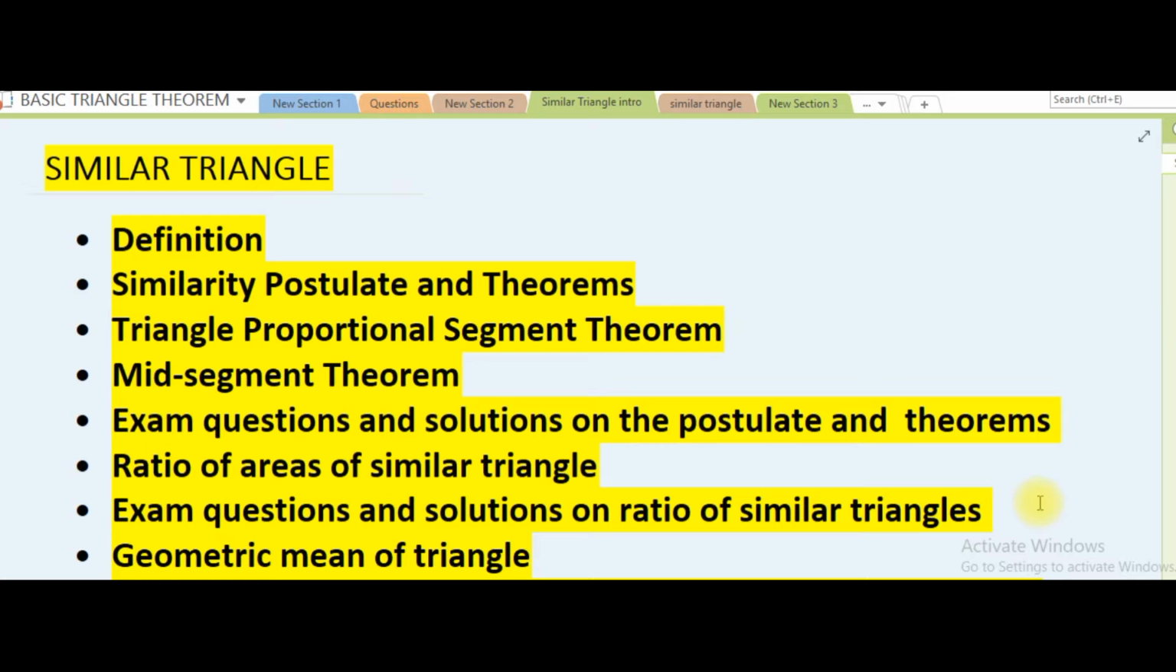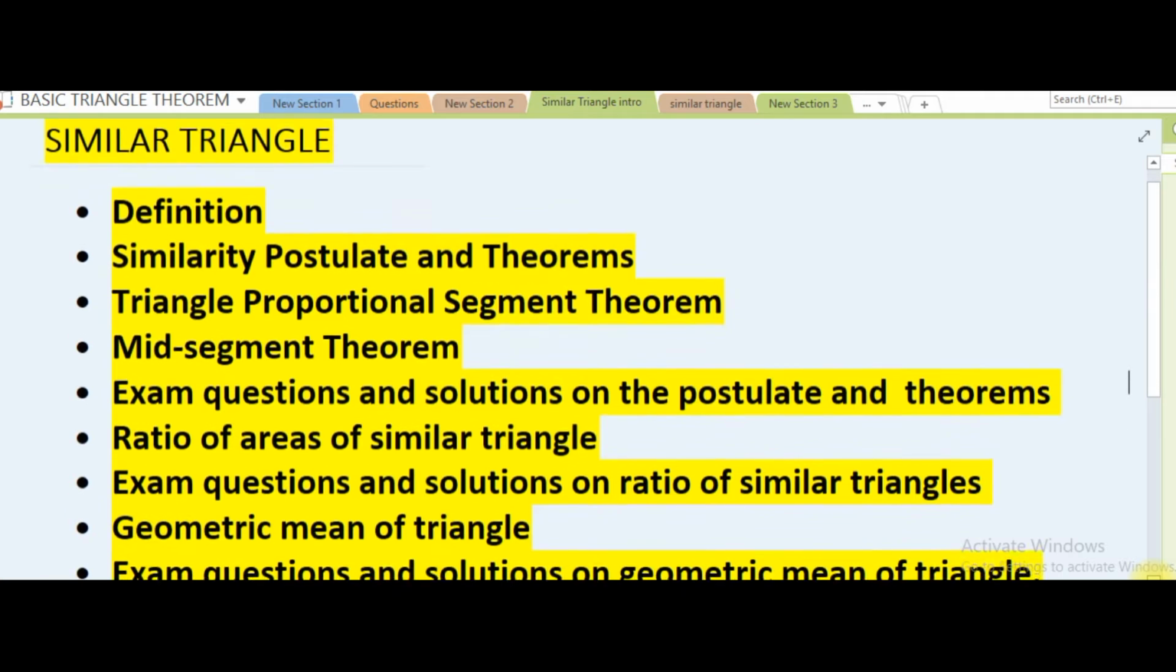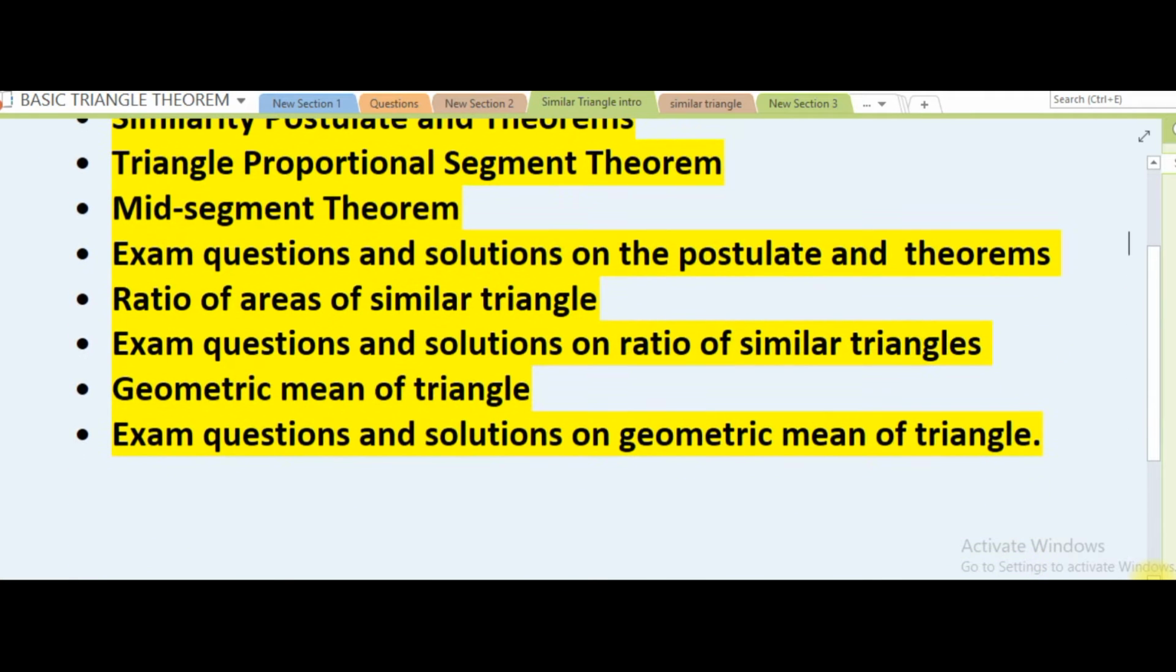We'll then know some similarity postulate and theorems. We'll get to the triangle proportional segment theorem, the mid segment theorem, exam questions and solutions on the theorems, and the ratio of areas of similar triangles, with exam questions and solutions on that. Finally, the geometric mean of a triangle, and we'll solve questions on that also.